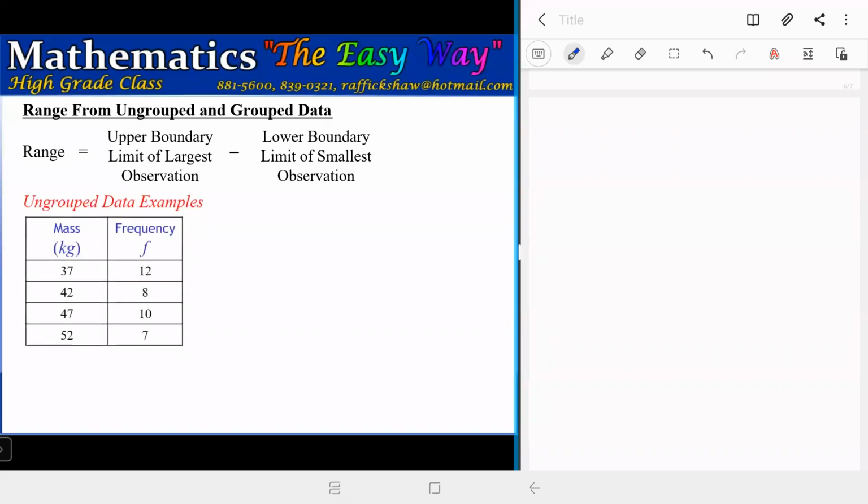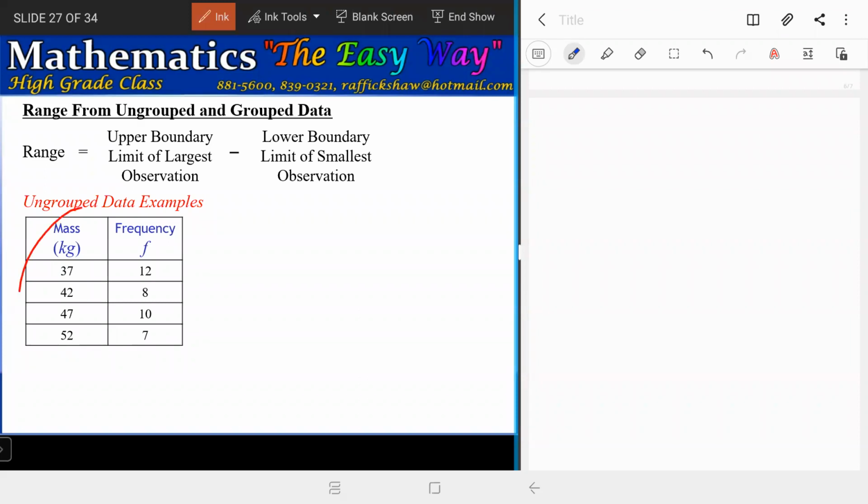So we're talking about the mass of some items again. We're using the data as ungrouped now. Some persons may ask us to calculate the range from this data. They might just want to say 52 minus 37.